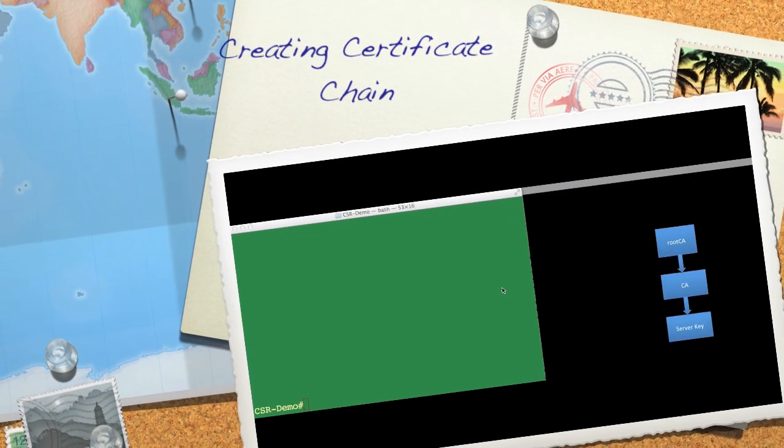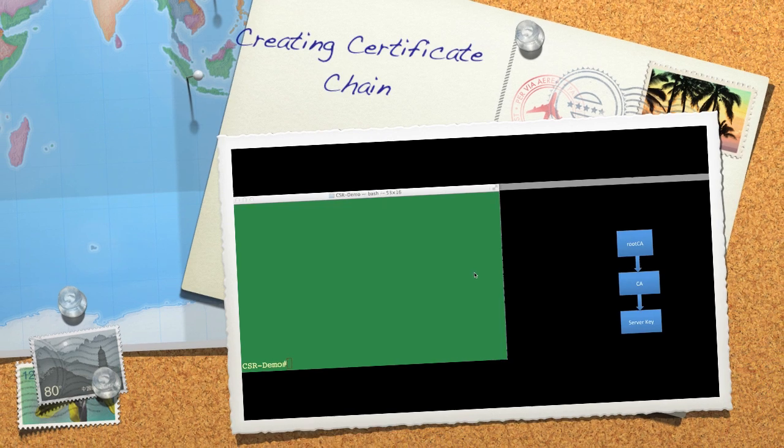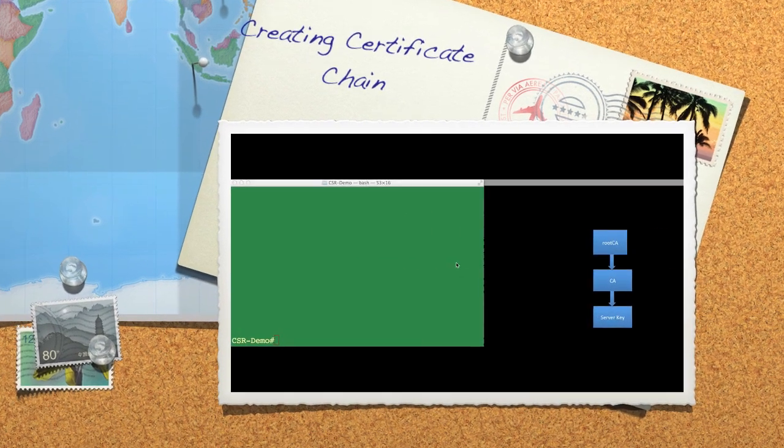Create a certificate chain using Keytool and using a Java program, SignCertificate.java. So this is the certificate chain where we have the root CA, and this is the intermediate certificate authority. Then we have a server key. So we are going to create the following structure.